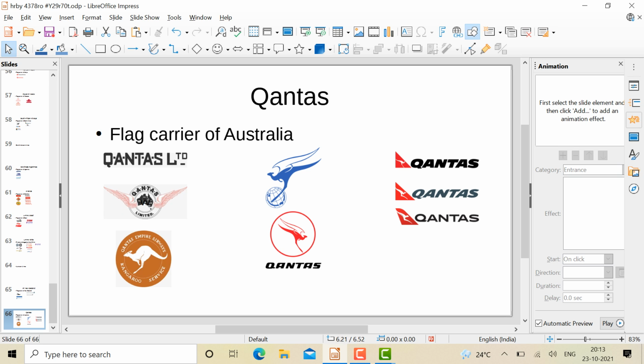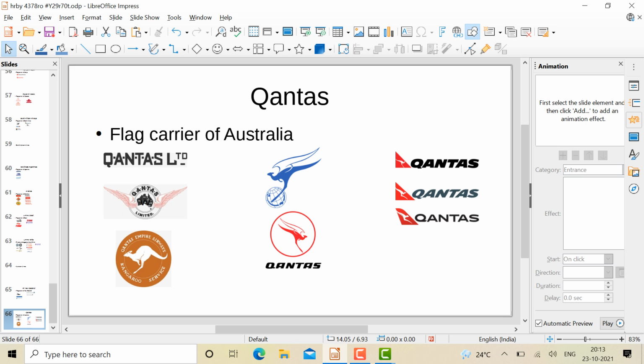And then the flag carrier of Australia was added between two wings, named Qantas Limited over here. And then the original kangaroo emblem, which is still seen to this day, appeared with the name Qantas Empire Airways. And yeah, it literally mentions Kangaroo Service over here.